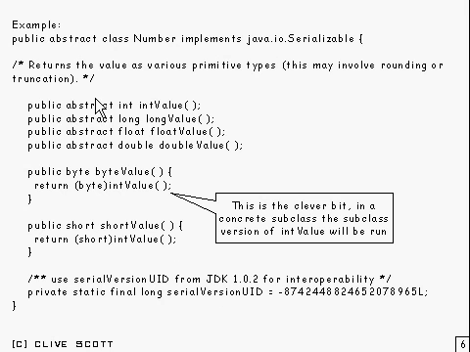Now the rest of this is fairly straightforward. We've got four abstract methods here, and what they're for is converting the value, and that will be the value held by the subclass of Number, into either an integer, long, float, or a double. Also, there's this down here which is not abstract, as you can see, and it converts the value into a byte value.